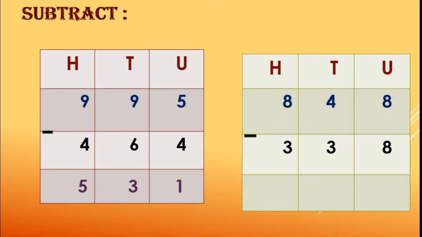Now second sum, 848 minus 338. We will start subtraction from the unit place. Here in the unit place, 8 minus 8 is equal to 0. 4 minus 3 is equal to 1. In the hundreds place, 8 minus 3 is equal to 5. So the answer is 510.